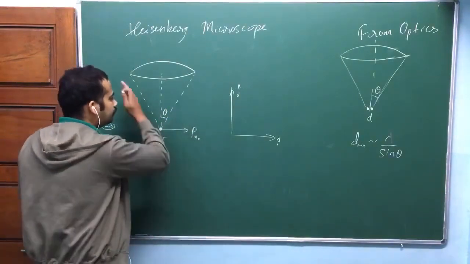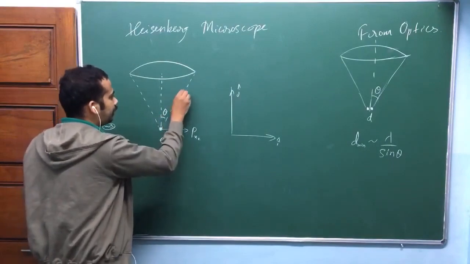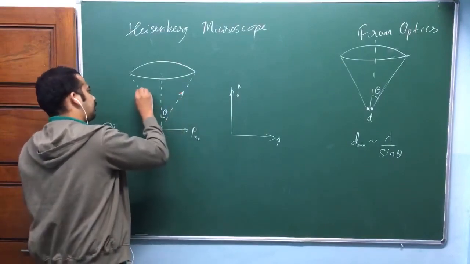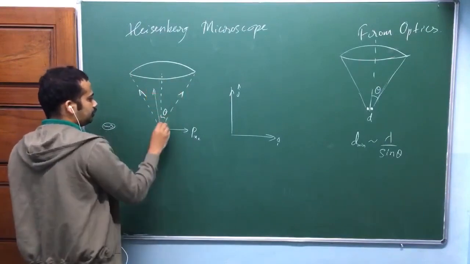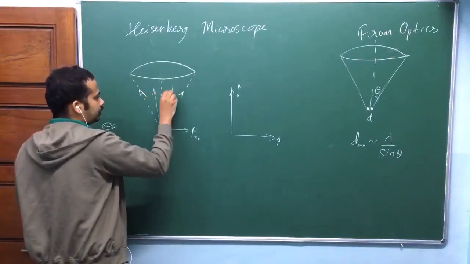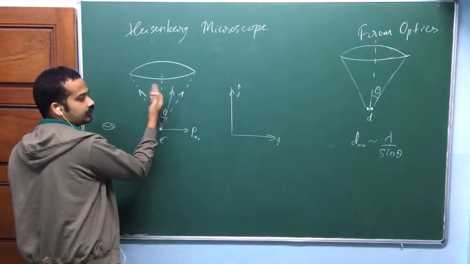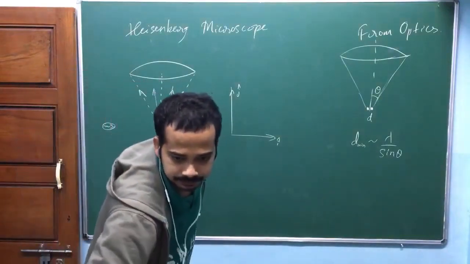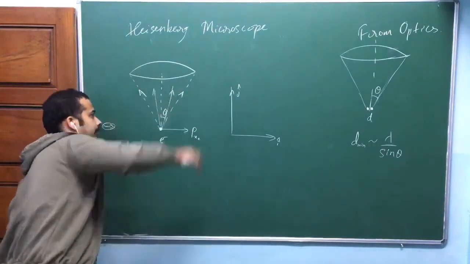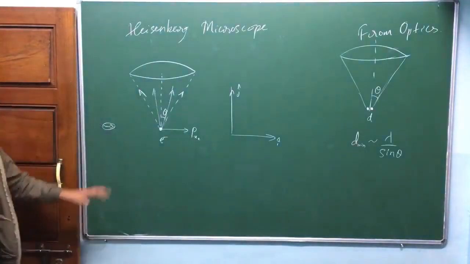So again it will go in various directions, but it is received by this objective lens within this region. Am I right? Whatever gamma photons are scattered in this range of directions will be received by your objective of the microscope. Is that okay? So this is the basic idea.